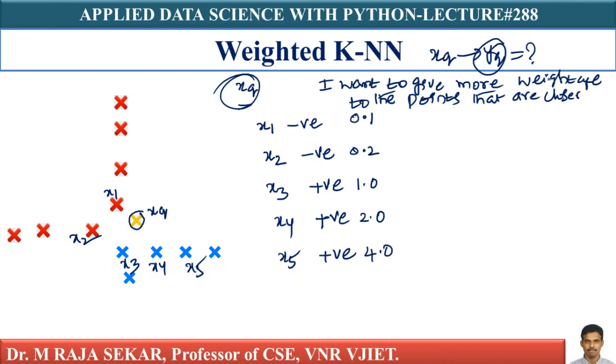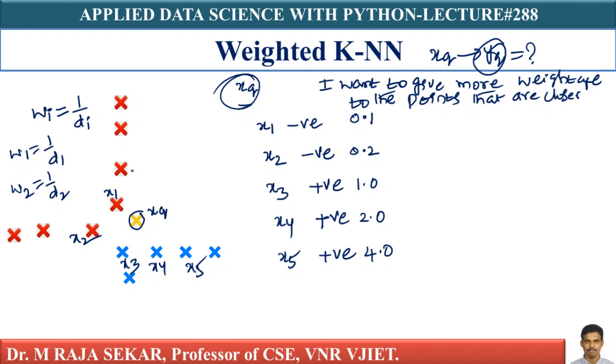So I can use one main scheme: if I say wi, w means weight, is equal to 1 by di. What does it mean? My w1 is equal to 1 by d1. What is my w2? 1 by d2, isn't it?